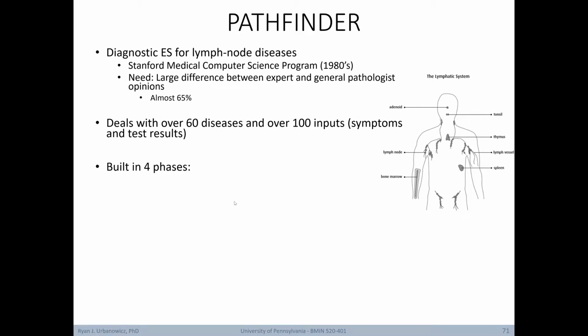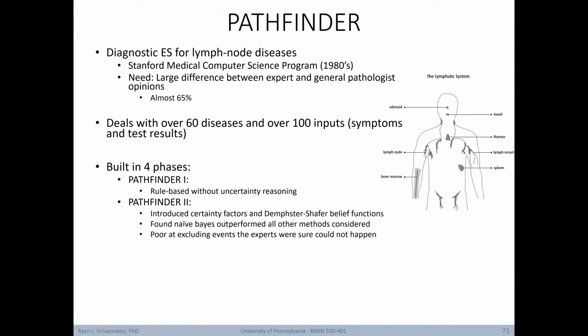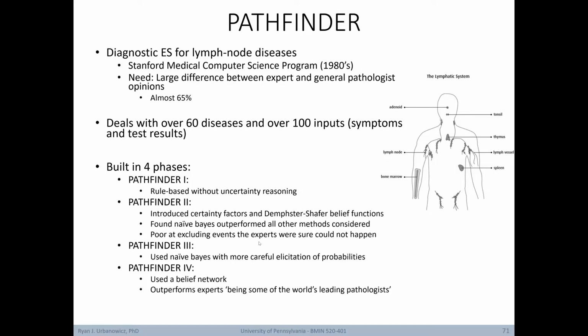Pathfinder was built over the course of 4 versions or phases. The first version of Pathfinder was a rule-based system that was unable to work with uncertainty. Pathfinder 2 introduced certainty factors, as well as Dempster-Shafer belief functions, and also found that naive Bayes outperformed all other methods that it considered in integrating inductive learning into the system. But this version was poor at excluding events the experts were sure could not happen. The third version of Pathfinder used naive Bayes with more careful elicitation of probabilities and thus performed a bit better. And then the fourth version of Pathfinder incorporated a belief network and was found to outperform experts who were some of the world's leading pathologists.